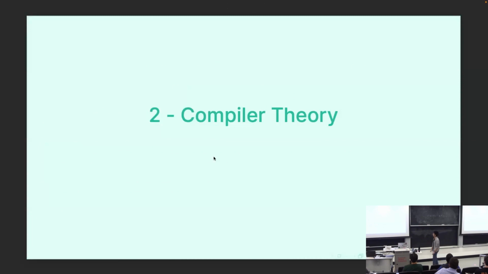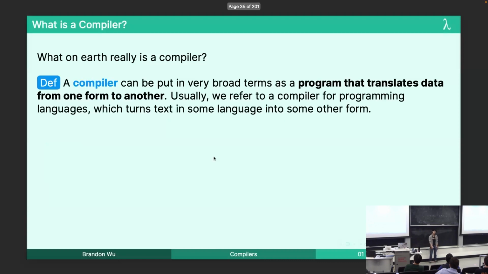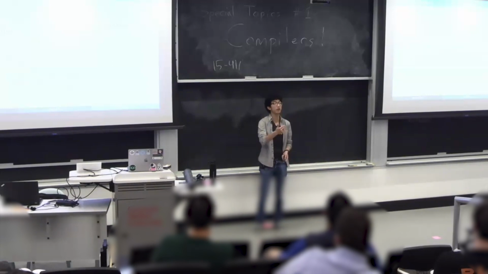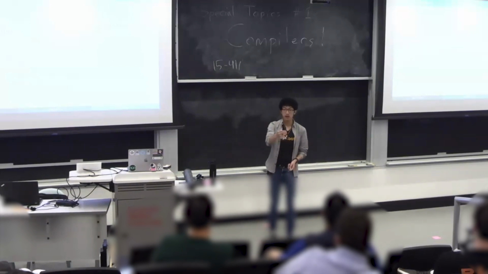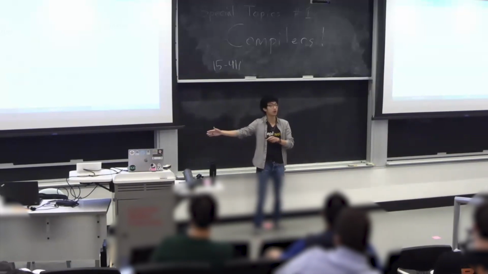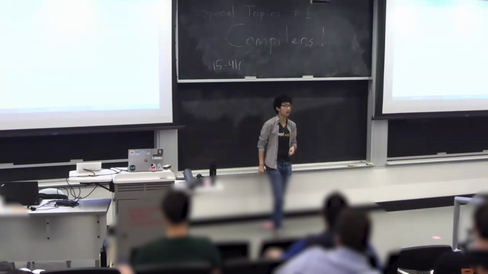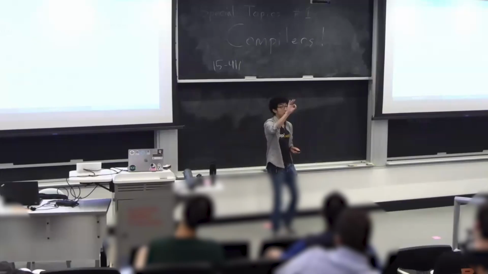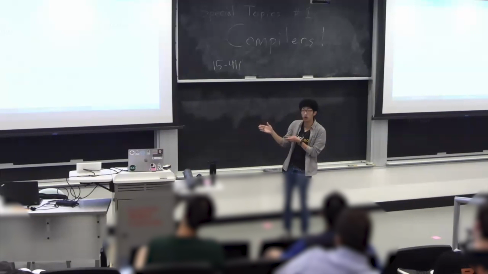So let's get into the theory now. Compilers, what the hell is a compiler? All right, so very broadly, I can explain it to you this way. A compiler is a program that translates data from one form to another. And that encompasses a lot of things. But usually when we say compiler, we mean a compiler that turns text in a programming language into some other form, but usually assembly language, machine language for a computer. SML/NJ, for instance, that you've been using all semester, is a compiler that takes in an SML program written as text, like in your IDE, and turns it into machine code that can run on your computer.